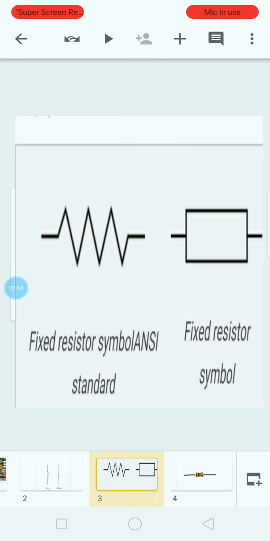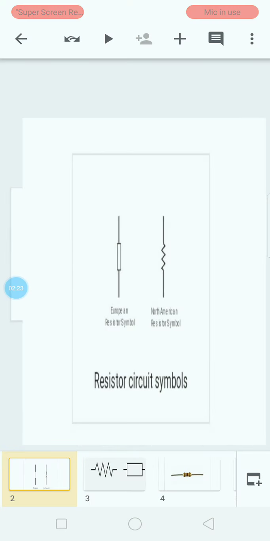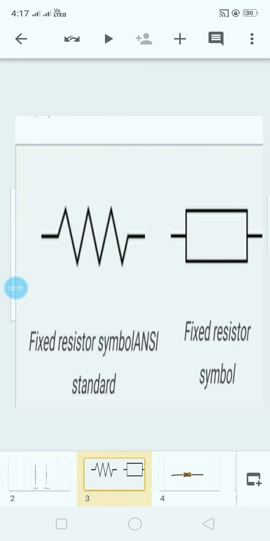Resistors are often color-coded to visually represent their resistance level. A typical axial lead resistor, for instance, is cylindrical in shape and has several colored strips. The first diagram is the European resistor symbol and the second is the North American resistor symbol. Here the first diagram represents a fixed resistor symbol in the standard, and the second represents a fixed resistor symbol.